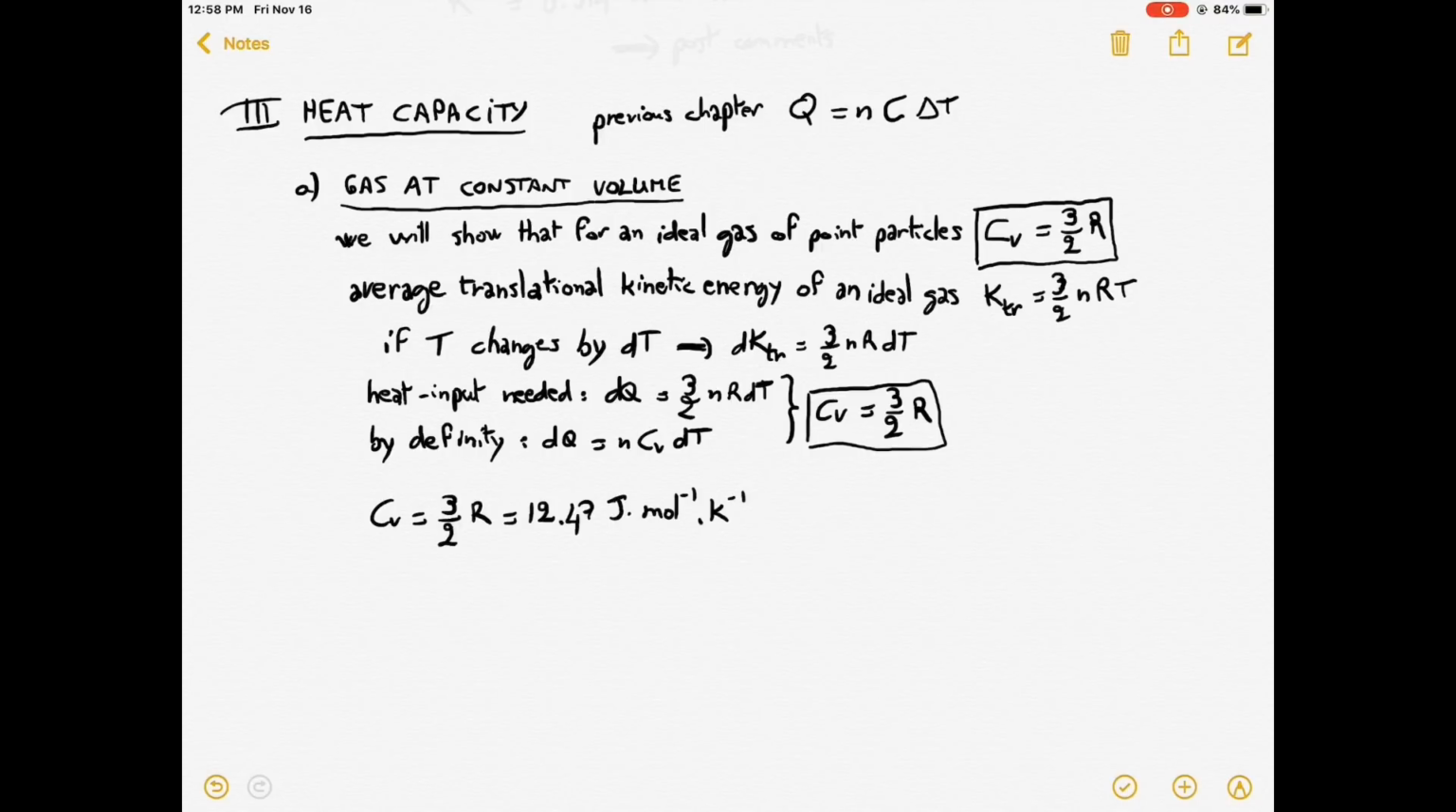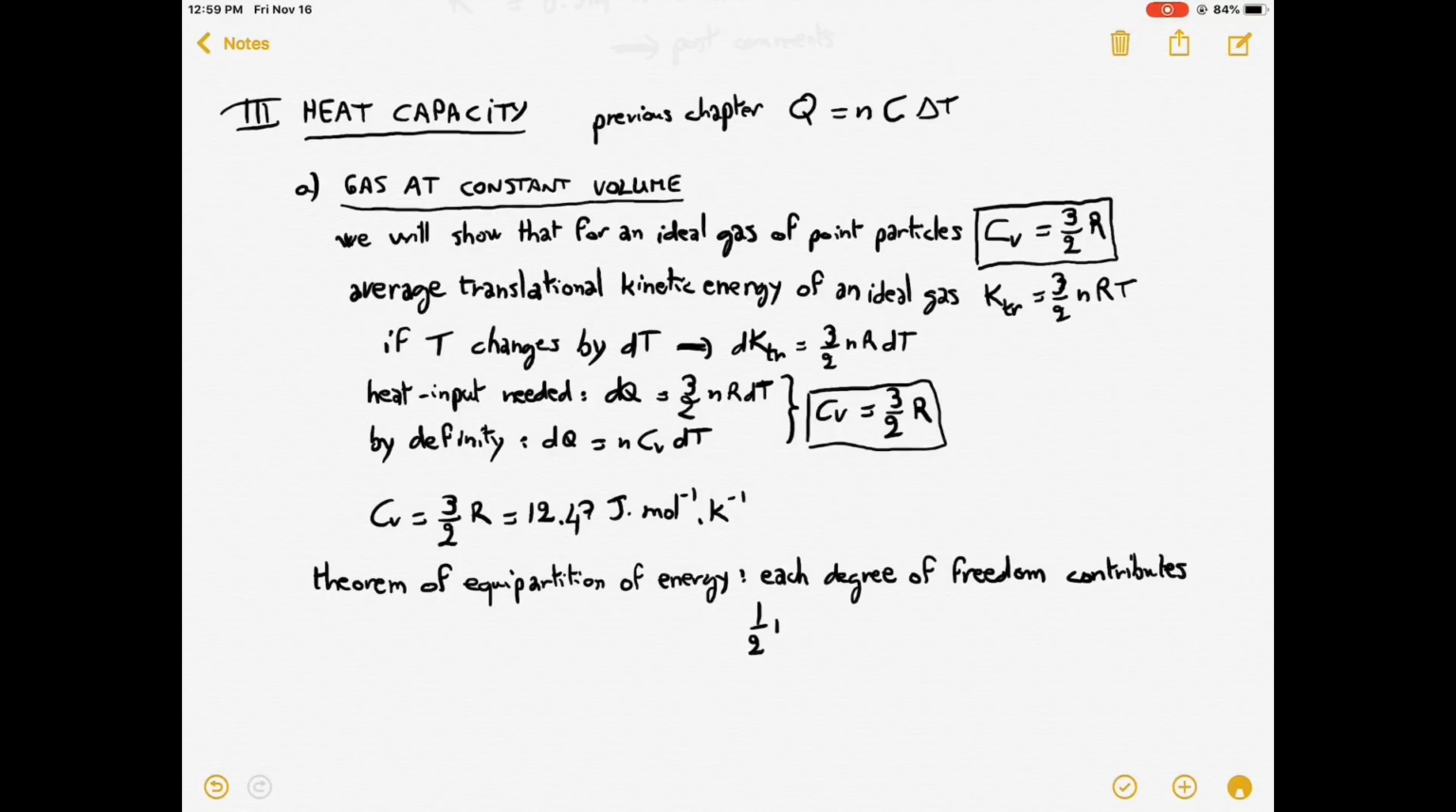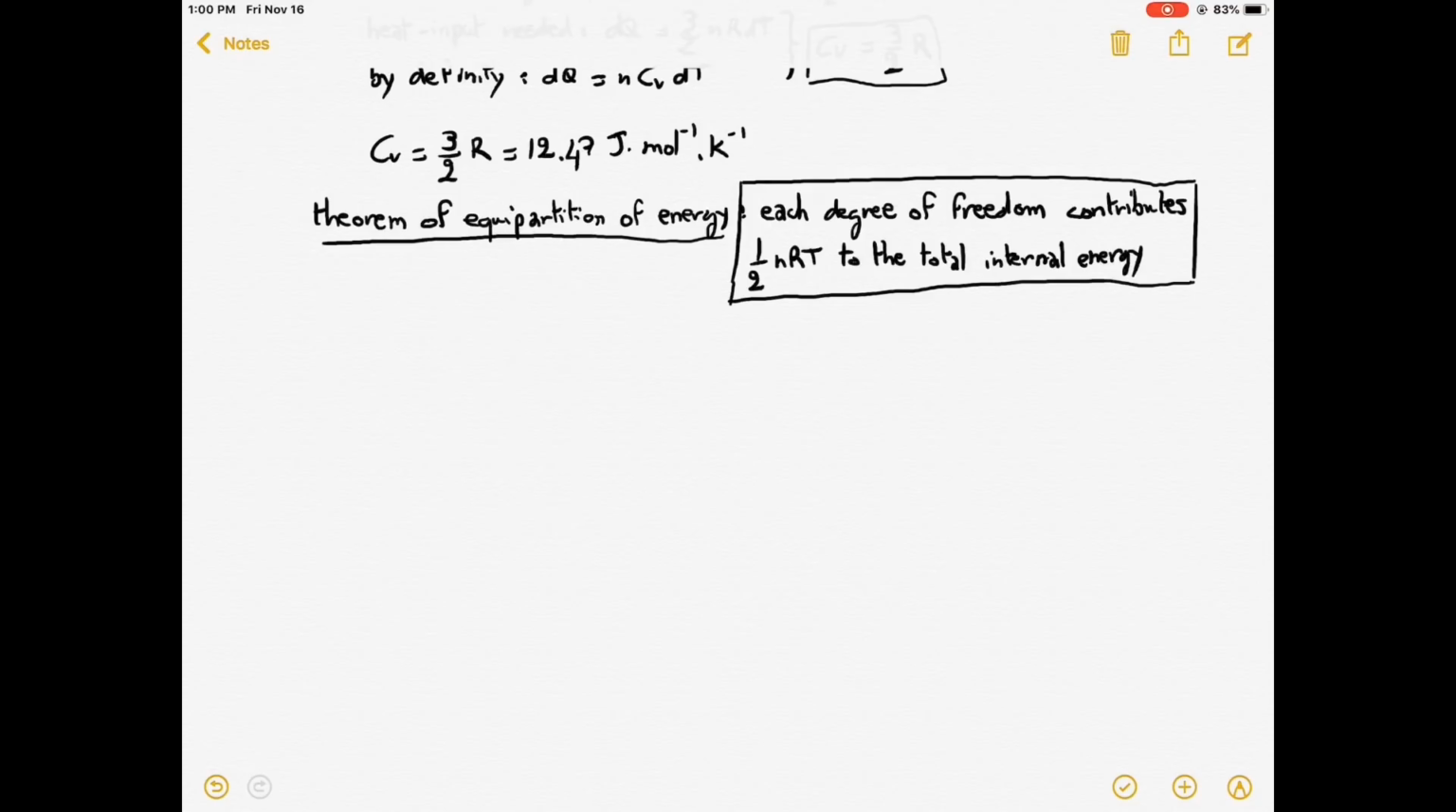For this, there is a theorem called the theorem of equipartition of energy, which states that each degree of freedom contributes the same amount, 1/2 nRT, to the total internal energy. So the theorem of equipartition of energy states that each degree of freedom contributes 1/2 nRT to the total internal energy. And so let's do an example.